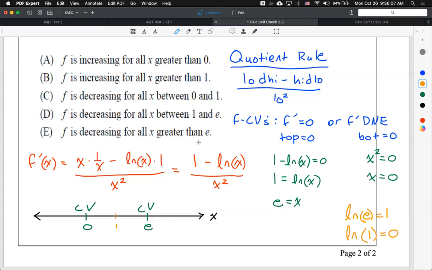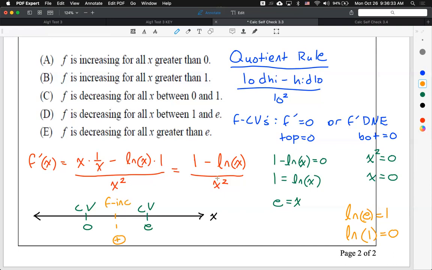All right, so I gave you the answer for that one. Natural log of 1 is 0. So 1 minus 0, is that positive or negative? Positive. So the numerator is positive. The denominator, x squared, is going to be positive or negative, Teflon? Positive. Yep. Anything squared is positive, at least in AP calculus. Therefore, positive divided by positive is positive, and therefore this is an F increasing interval.